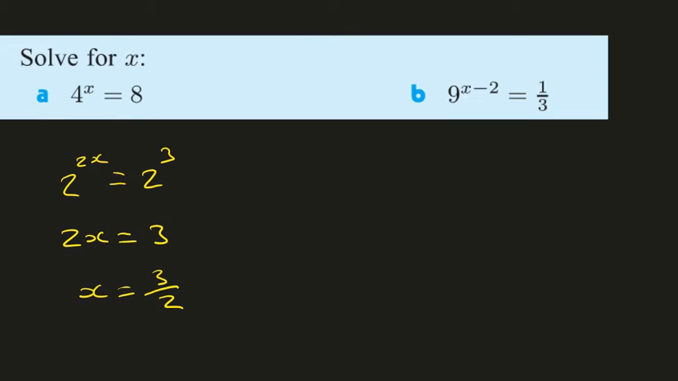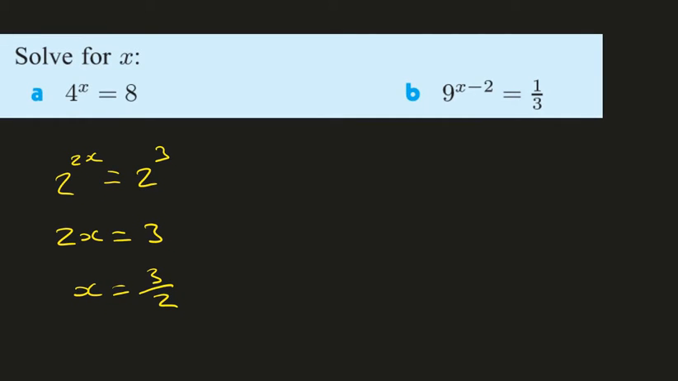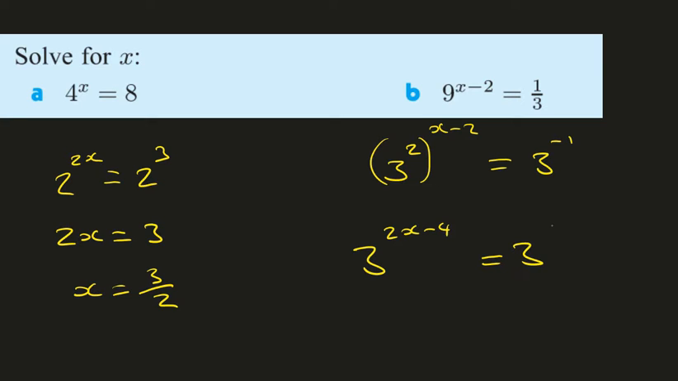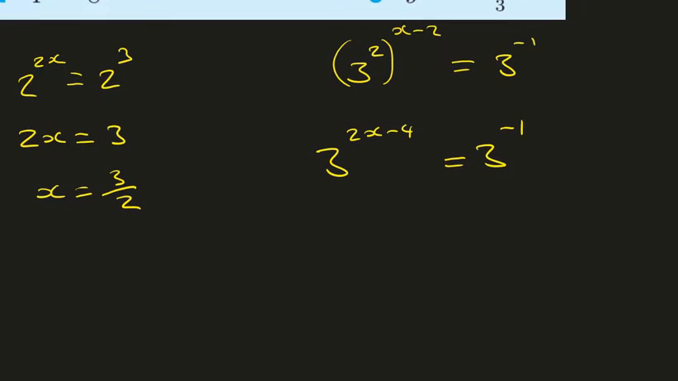On the right, again, we can write both of these with a base of 3. So we're going to have 9, well, that's 3 squared to the x minus 2. And a third is 3 to the power of minus 1. So expanding the bracket on the top, because we're multiplying exponents together, we're going to have 3 to the 2x minus 4 is equal to 3 to the minus 1. Now drop the bases. So we've got 2x minus 4 equals minus 1, and then just solve the equation.